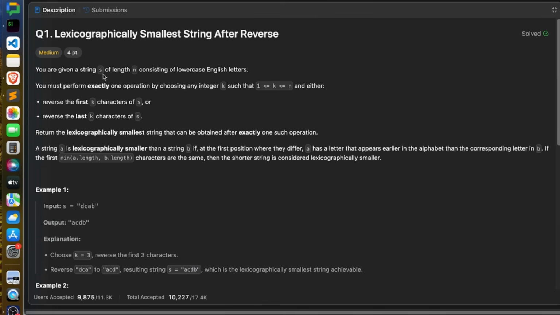It says you are given a string s of length n that consists of lowercase English letters, and you must perform exactly one operation by choosing any integer k from 1 to n. You can either reverse the first k characters of s, or reverse the last k characters of s. And we have to return the lexicographically smallest string that can be obtained after exactly one such operation, right? So in this problem, we have to pick an integer k, either reverse the first k characters or the last k characters, and just return the lexicographically smallest one.